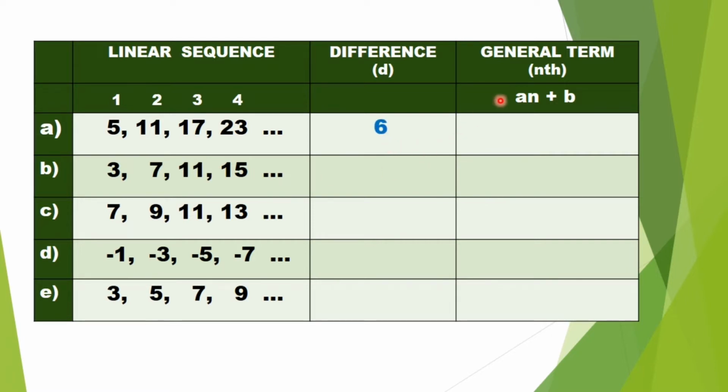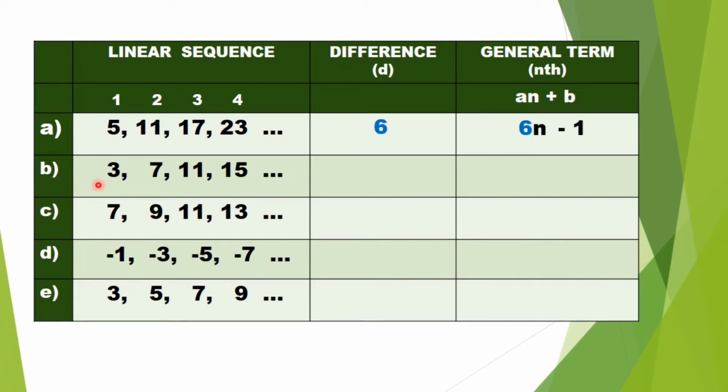Substitute 6 to a, we have 6n. The first term here is 5. So subtract 1 to make it 5. Because if n is 1, 6 times 1 is 6, minus 1 is 5.